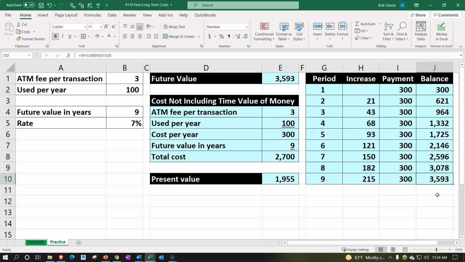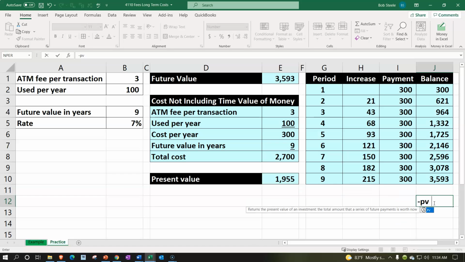Another way you can kind of see that is if we took the present value of this. Notice this 3,593 represents the future value after 9 years, how much money we would have in the future. But maybe it would be more fair to also look at that in terms of where we would be in today's dollars, present value dollars. So we could bring this annuity calculation back to today by doing a present value of 1 calculation, which would look like this. Negative present value, shift 9.